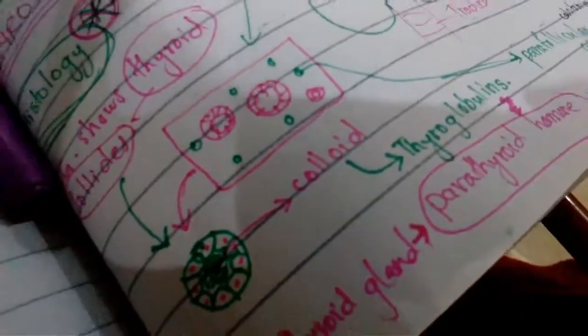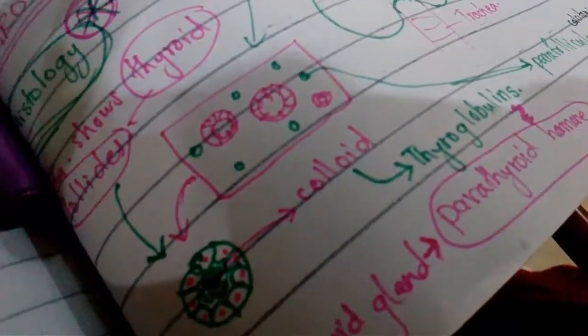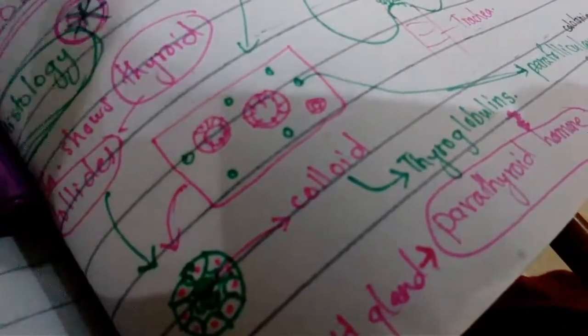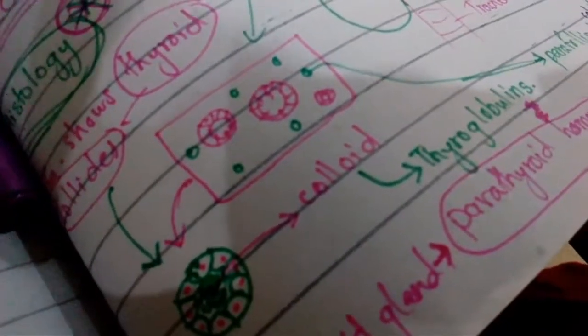Thyroglobulins are the thyroxine and triiodothyronine. It's the T3 and T4 hormones that are secreted from the thyroid gland, and these are the main hormones of the thyroid gland, and they act like growth hormones, and they're extremely important. Deficiency of them could cause goiter and several other diseases.